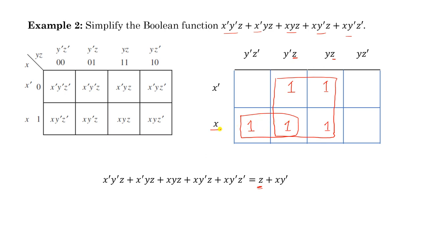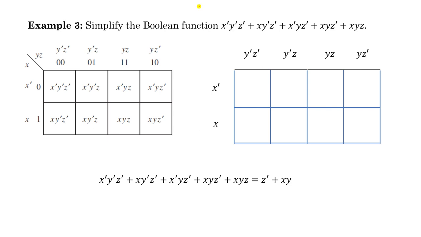Look at the one is x, and if you check this one and this one, you will find y dash is same in the two terms. That's why you can write it x y dash. So the reduced expression is z plus x y dash.